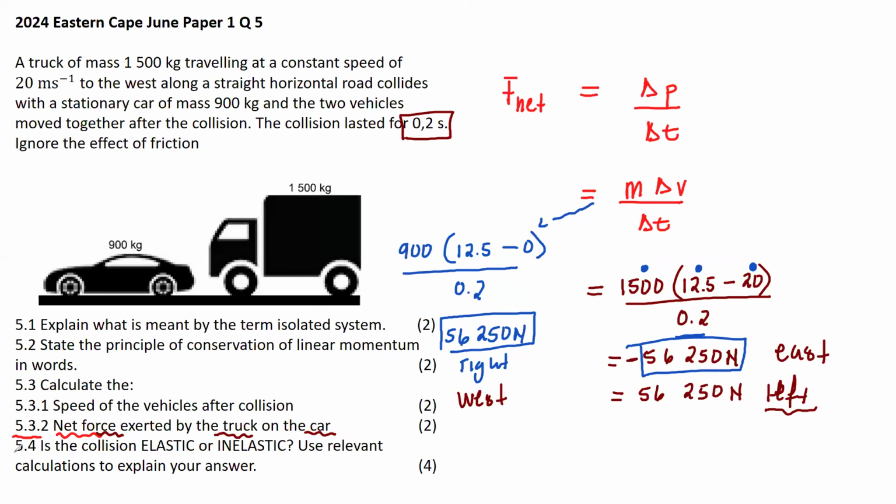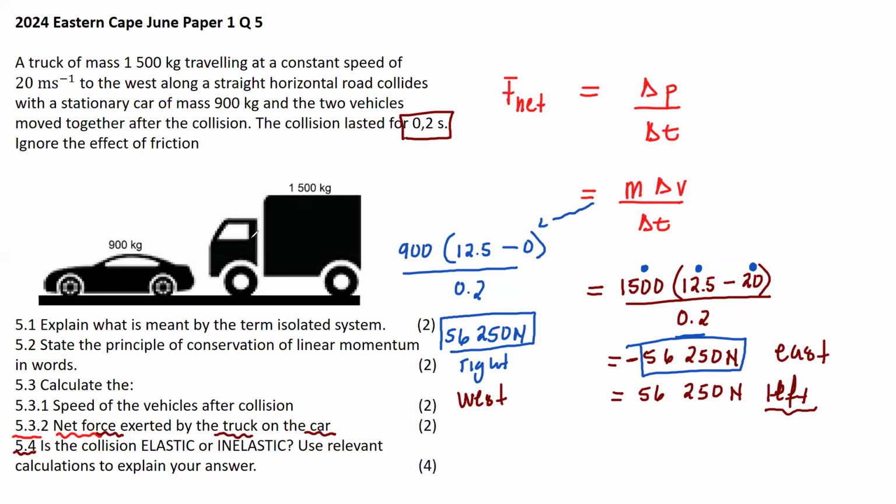Let's try 5.4 and hear what 5.4 says. 5.4 says, is the collision elastic or inelastic? Then it says, use relevant calculations to explain your answer. Is the collision elastic or inelastic? And pull through from there.